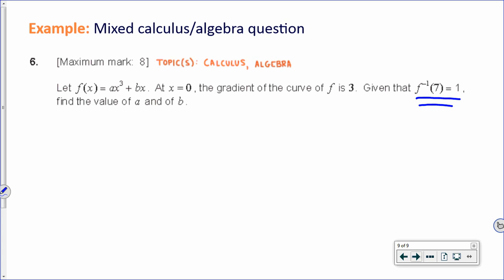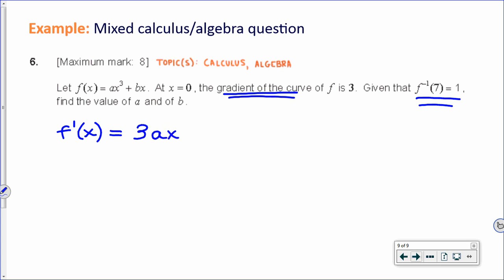We know that at the point where x equals 0, the gradient of f is 3. Gradient of the curve, when I'm given a function, I'm thinking calculus. I'm thinking first derivative equals whatever that number is. So I have to get the first derivative of f of x. Now that's f prime, not f with a negative 1. And those notations do look sort of similar, which can mess with your brain if you're in the middle of an exam. So this is just power rule.